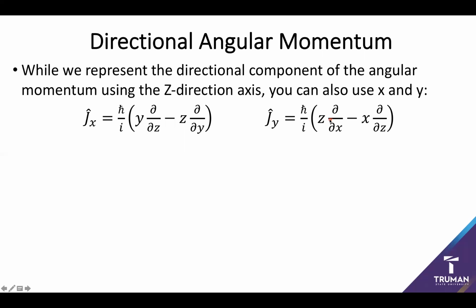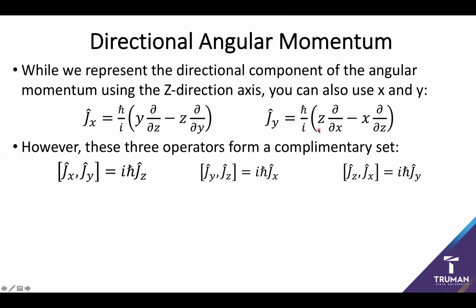However, here we run into a very pesky problem. It turns out that the angular momentum in the X, the Y, and the Z direction form a set of complementary operators. And if you remember back to our lecture on the Schrodinger equation and commutators, if I have a commutator that is not equal to 0, this means that the equations form a complementary set, which means if I know one, I can't know the other.